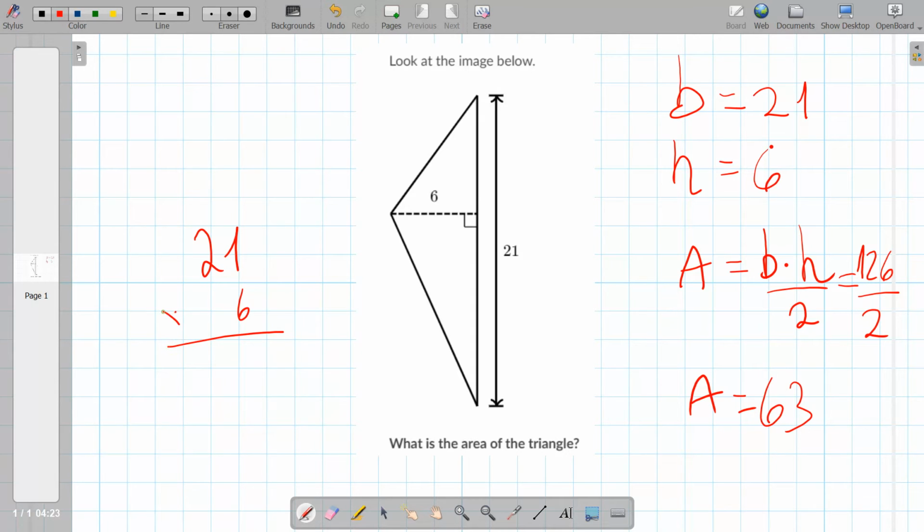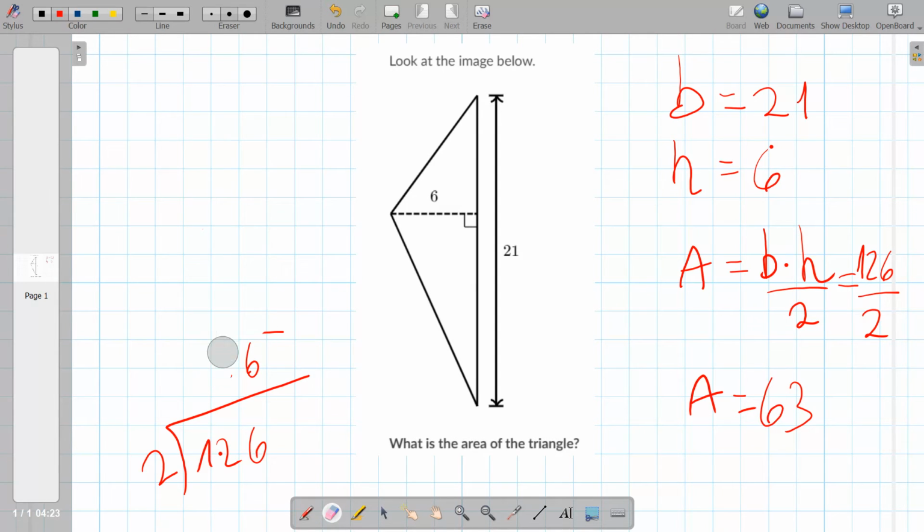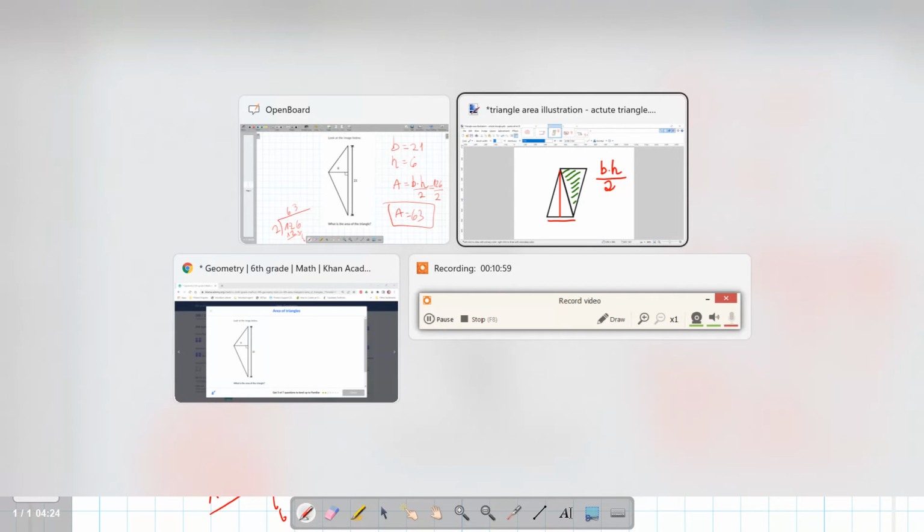21 times 6. 6 times 1 is 6. 6 times 2 is 12. Okay, and 126 divided by 2. 2 goes into 12 6 times. 6 times 2 is 12. Now remainder. Okay, bring down the 6. 2 goes into 6 3 times. 3 times 2 is 6. Okay, so 63. So the area in this case is 63.